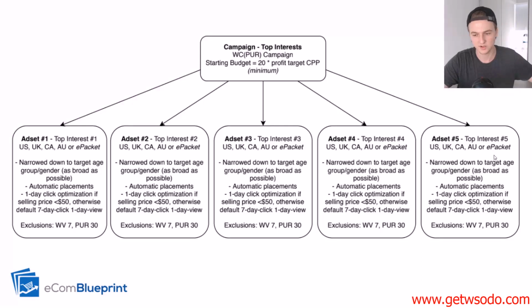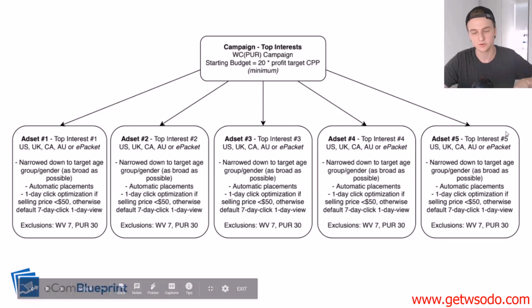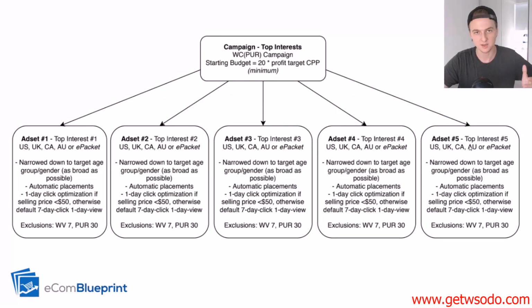There's not necessarily 5 top interests. You can have 3 to 6 active at one time. But this is what the general structure looks like. And then, yeah, that's all you need to do. If some of these ad sets start performing poorly over time, like if an interest dies out, you can pause it and then replace it with a new interest from your sandbox campaign.